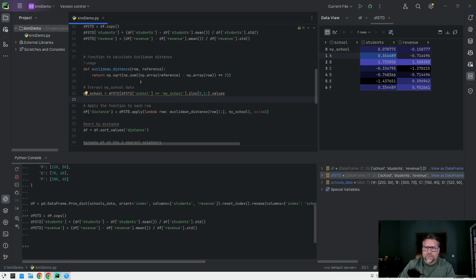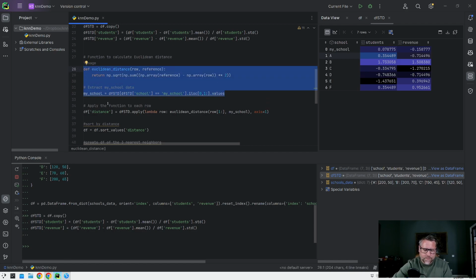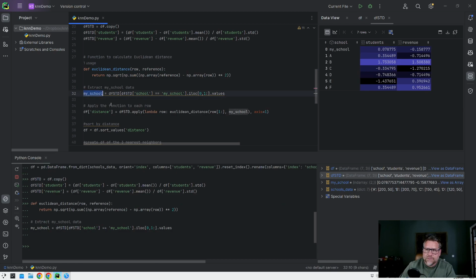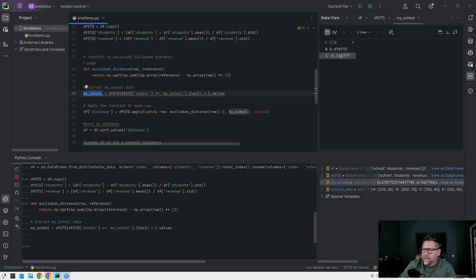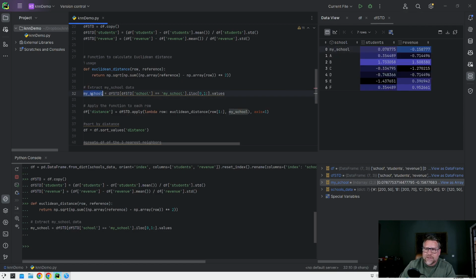The first thing I need to do, though, in order to run this function is extract the reference school here. I extract this data. I'm going to run these 2 lines and show you what it's doing. So I just created a new object that's my target school. It's just taking the first row of data, the 0.078 students and minus 0.16 revenue, and saving that. Basically, that's all it's doing. It's saving it in my school, in an array like this. These numbers, it's perfect. I'm doing that so that I can inject that into the function that I just made.